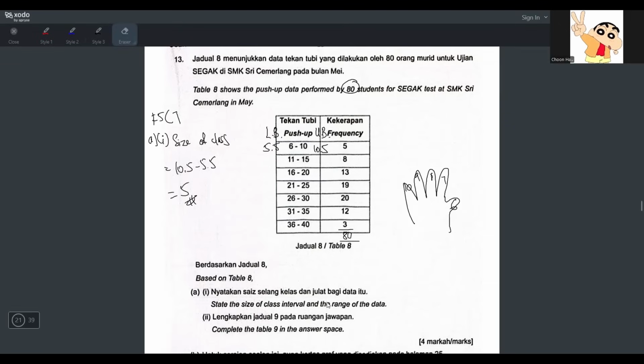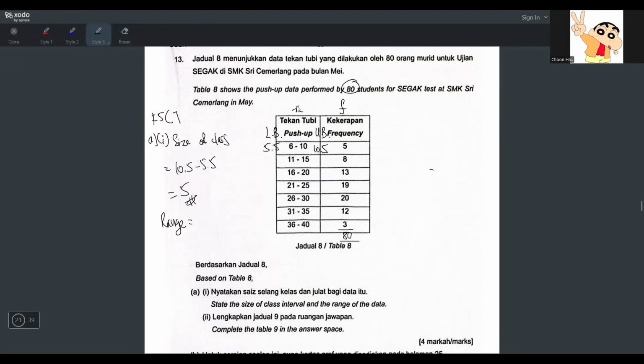No, I haven't finished yet. They asked us to find the range also, right? In A1, they asked to find the size of class and the range. So let's find the range now. Range in BM is called ULAT. So how to find range? The formula for range is maximum value minus minimum value. But if it's group data, you have to take the midpoint of the highest class minus the lowest class, because for your data, they give class.